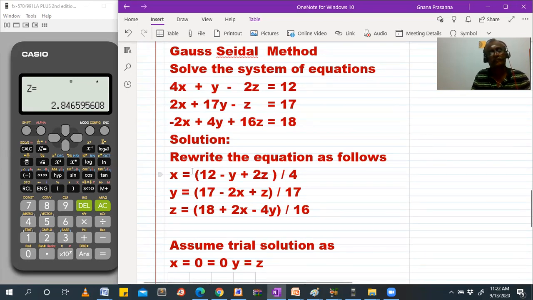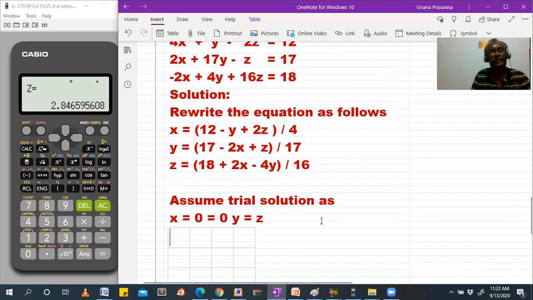The next step is to rewrite the equations as follows. We write the first equation with x as a function of y and z, the second equation with y in terms of x and z, and the third equation with z in terms of x and y. Now in any iterative method, first we assume the initial solution as 0, 0, 0. So x equal to 0, y equal to 0, and z equal to 0.